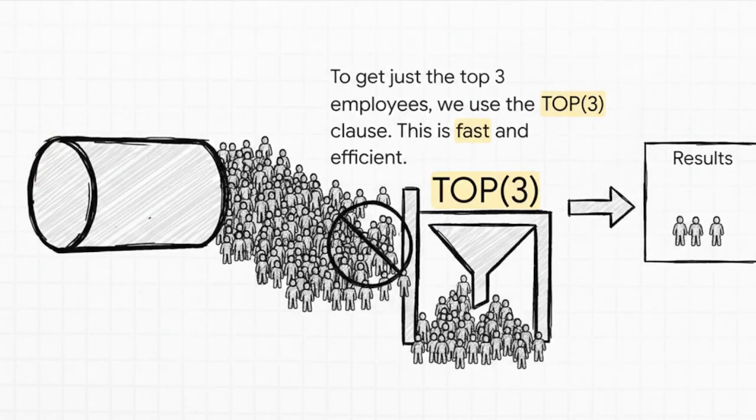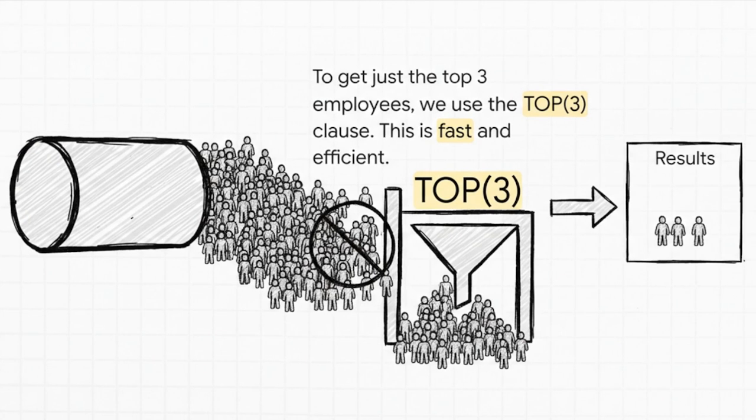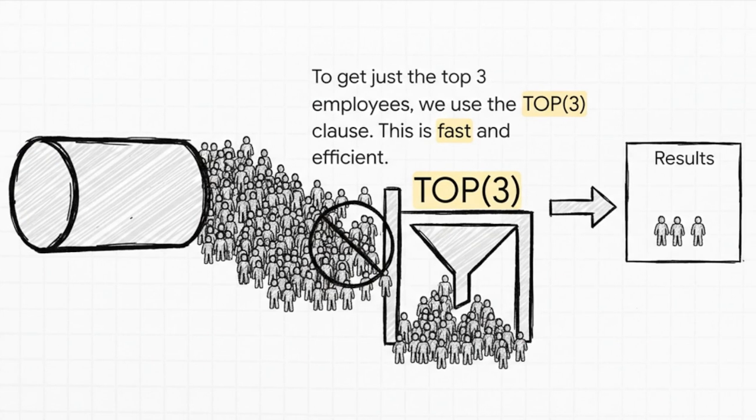Here's a perfect example. Let's say your list has 10,000 employees, but you just want a quick peek. You can just add TOP 3. The database literally stops searching after it finds the first 3. It's fast, it's efficient, and it keeps your results from getting overwhelming.